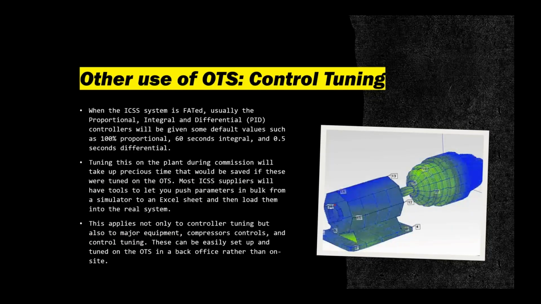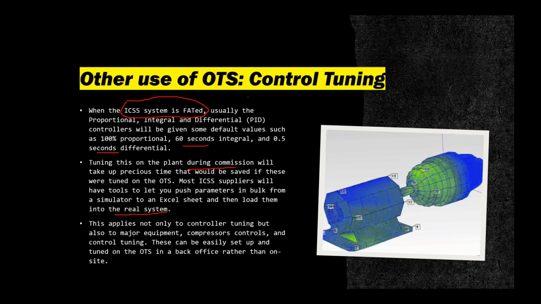And then the other use of the OTS is for control tuning. So when the ICSS is factory accepted, FAT, you have your PID, the proportional, integral, and differential. I'm very sure you know this because you are operating machines with 60-second integrals and 0.5-second differential. So you can further tune your plant during commissioning, so that you are going to save time for starting. Or you can have tools from the ICSS supplier to push the parameters. So probably you have your own MATLAB calculation, or your own Excel calculation or hand calculation, and then feed them to the real system.